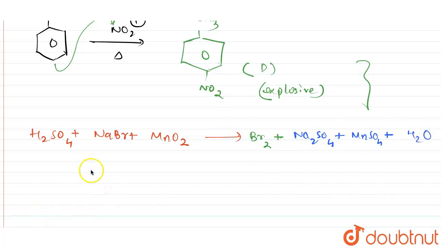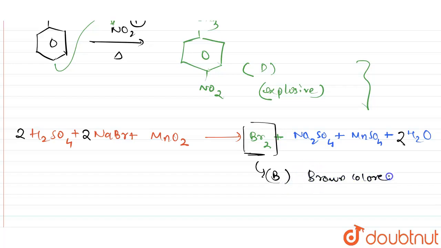If I want to balance this, the equation will be balanced like this. Here we will have 2H2SO4, here we will have 2NaBr, MnO2 as it is, Br2, Na2SO4, MnSO4, and here 2H2O. So this will be the balanced equation for this, and this product Br2 which is formed will be your B product, and this is actually a brown colored gas with pungent odor. So we have written both the balanced equations from A to B and A to D.